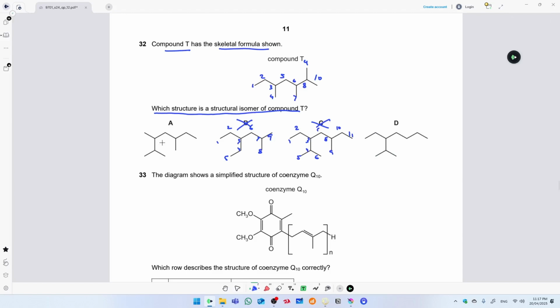A. So the longest chain I see is this one. This is the longest chain. You can see it's the same. It has these two ends, and then it goes 1, 2, 3, 4, 5. 1, 2, 3, 4, 5. So the same parent chain. Now let's look at the branching. So it has a branch here and here, and it has the same also on this. So it's not really a structural isomer, it's just the same compound.